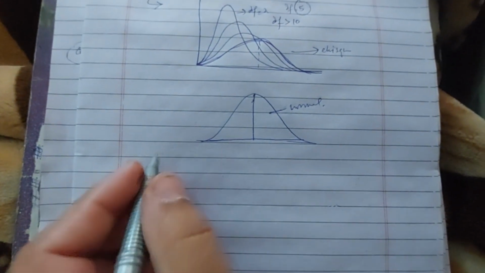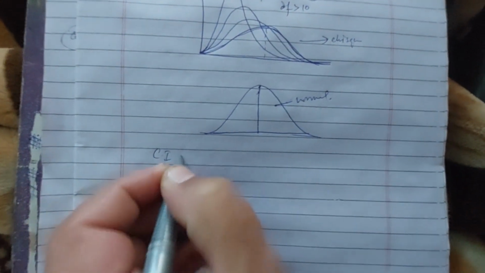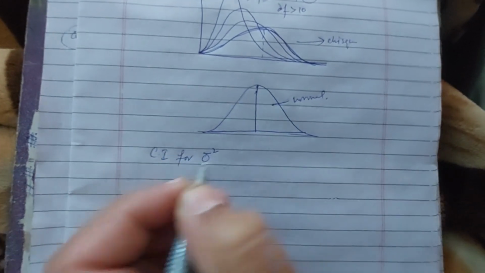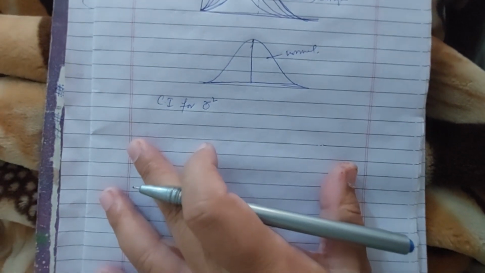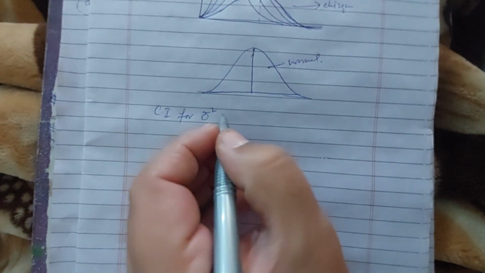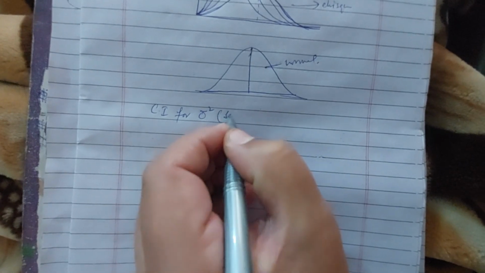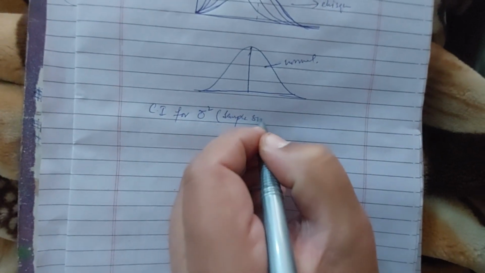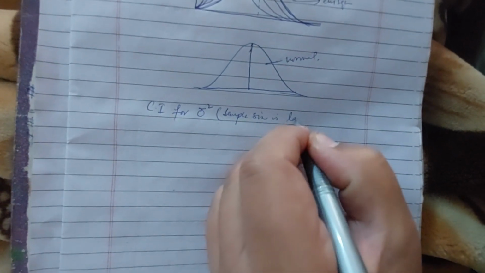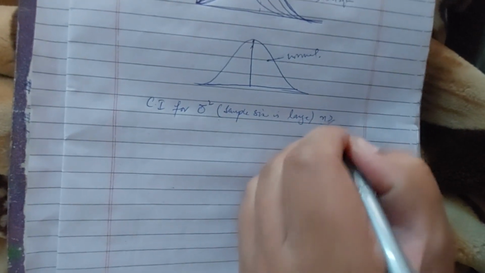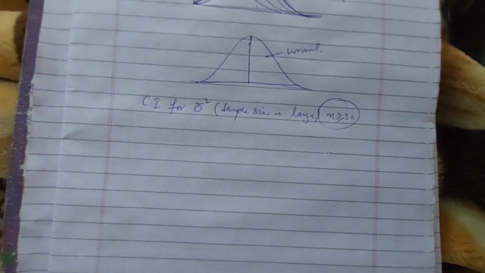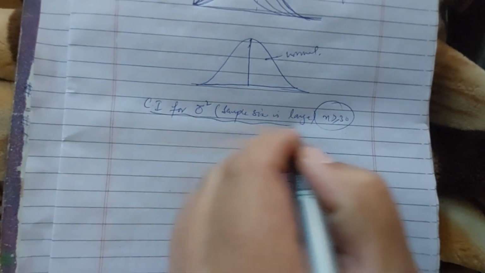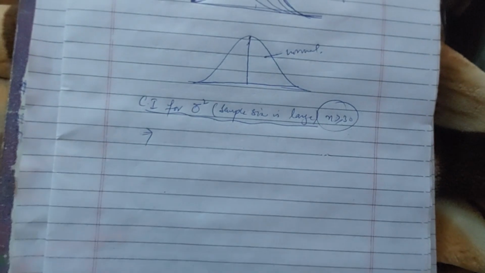So if you want to find the confidence interval for the variance of a population, and the sample size is large, by large I mean greater than 30, then in this situation we can actually use two formulas.